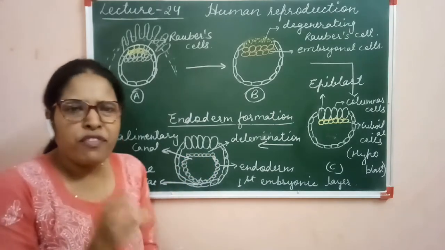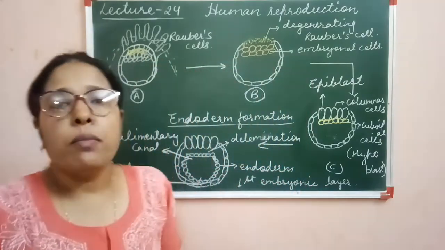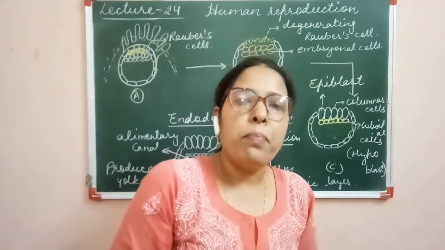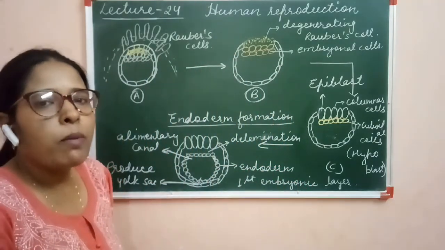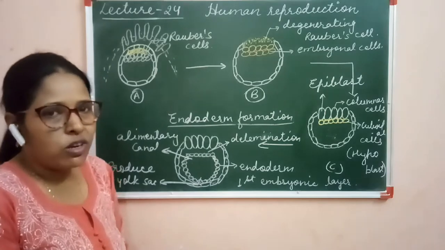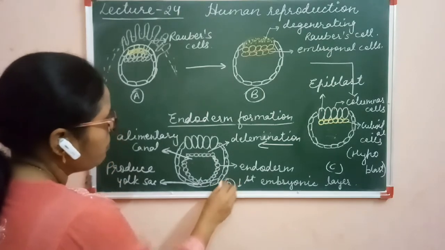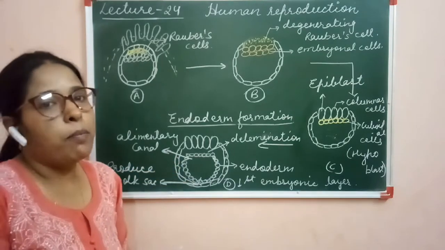The amount of yolk sac in human beings is very small, because the embryo is going to take nutrition from the placenta. Here there is no requirement for a large amount of yolk sac. That's why the amount is very small. This is structure D. Clear? So here the endoderm formation is complete.